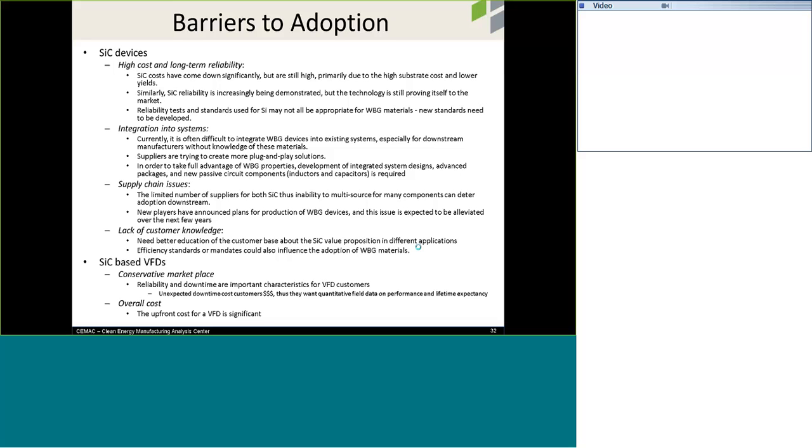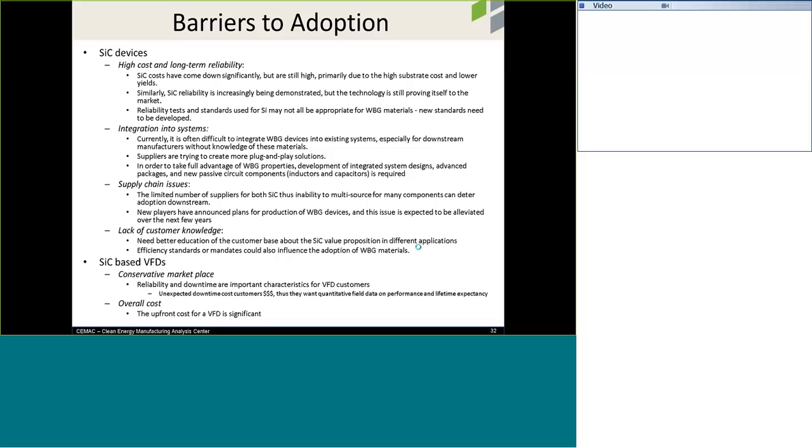As I mentioned earlier, there are some supply chain issues. Again, they want to have as many multi-source capabilities as possible, and right now there's a limit to the number of places that you can get silicon carbide wafers, silicon carbide devices, or power modules. And there's just an overall lack of customer knowledge. PowerAmerica, though, is doing a great job of educating the next generation workforce to help overcome some of this.